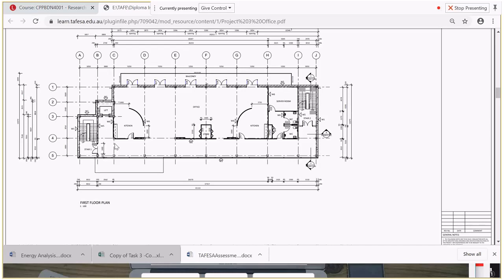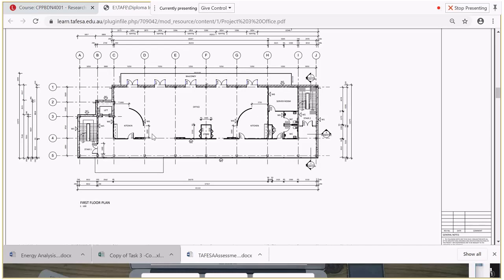You're just specifying 21 globes with 1400 lumens each. You research a globe that produces 1400 lumens and tell me what the wattage is, or how many watts of electricity are required to get that 1400 lumens. So we're just going to do our lighting calculation for our office area.